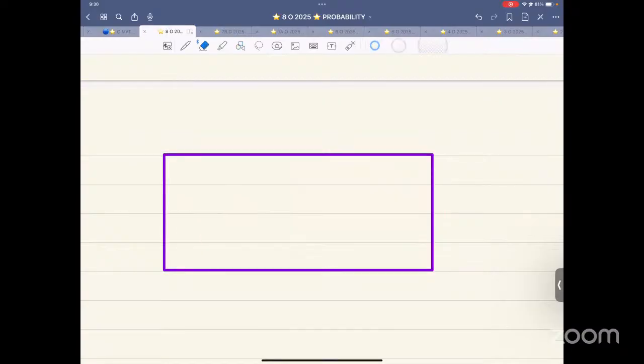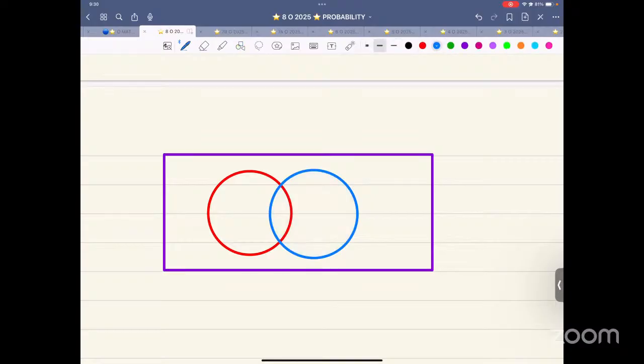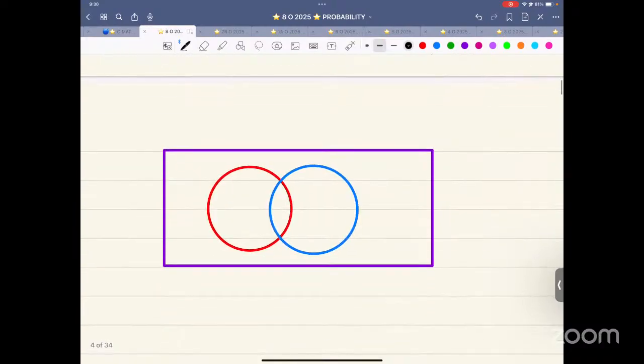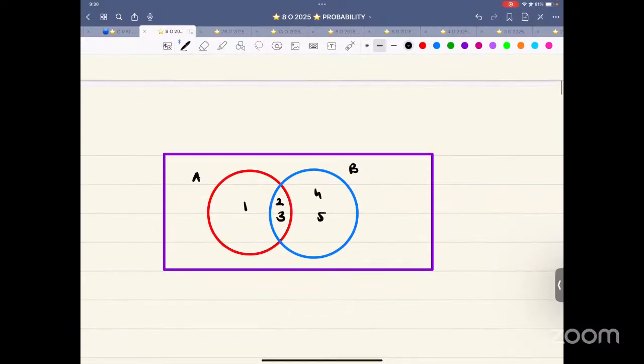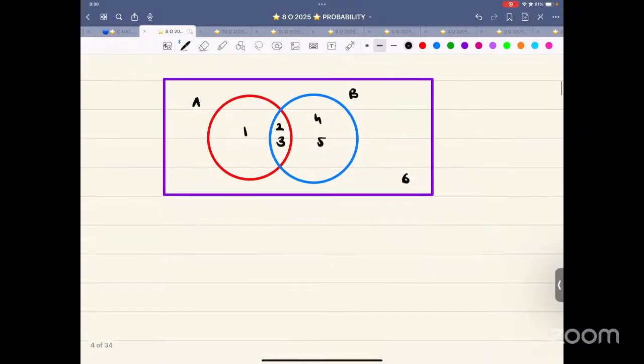Let me remove the color. Let me draw a circle over here. Let me draw another circle over here. And let me remove the color. Now let me write over here, this is A, 1, 2, 3. This is B, 2 and 3 is common. This is 1. And this 2, 3 is there. This is 4 and 5, and this 6 on the outside. So basically, this 6 is A union B, the whole thing complement, that is 6. Got the idea?